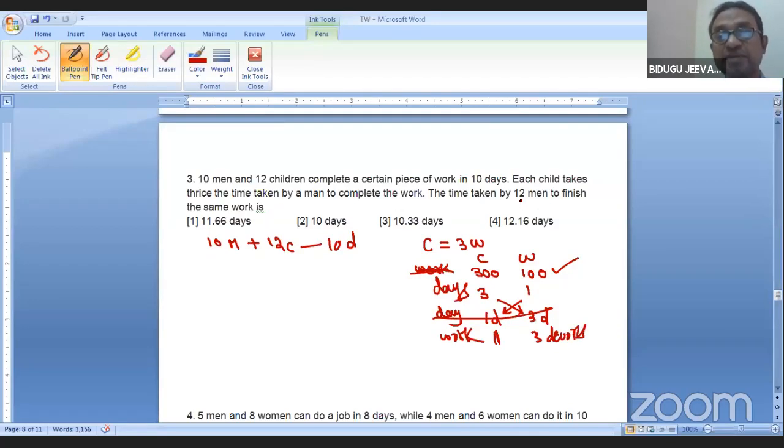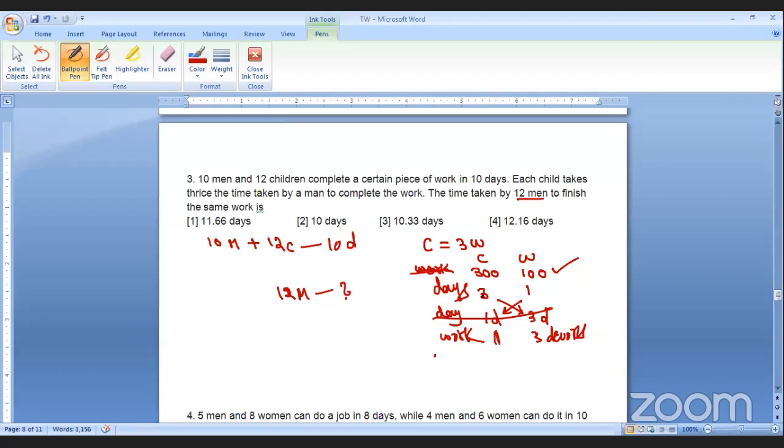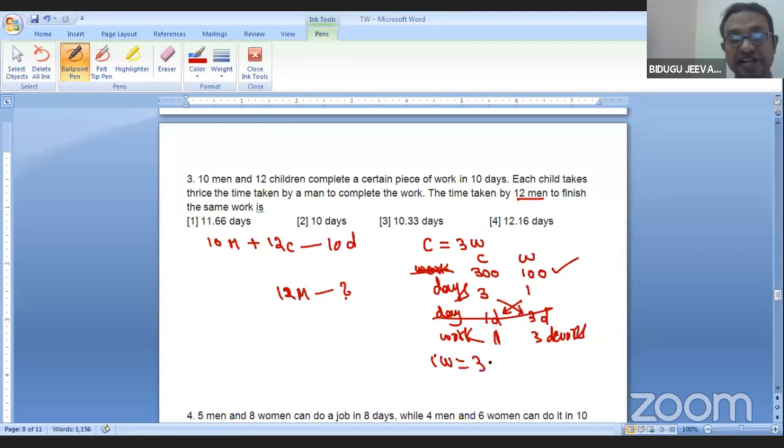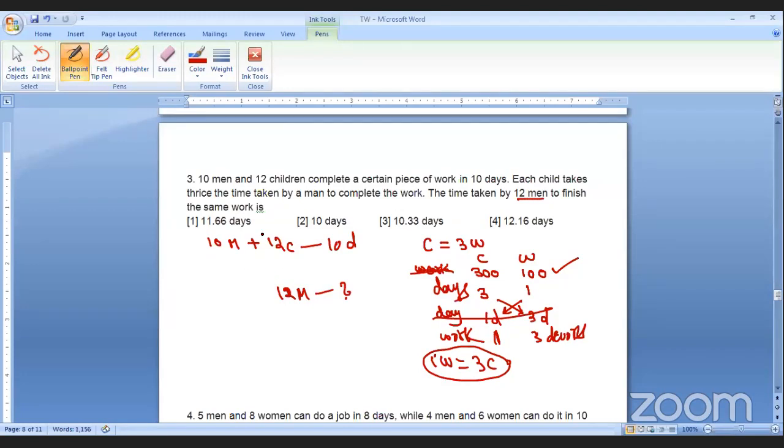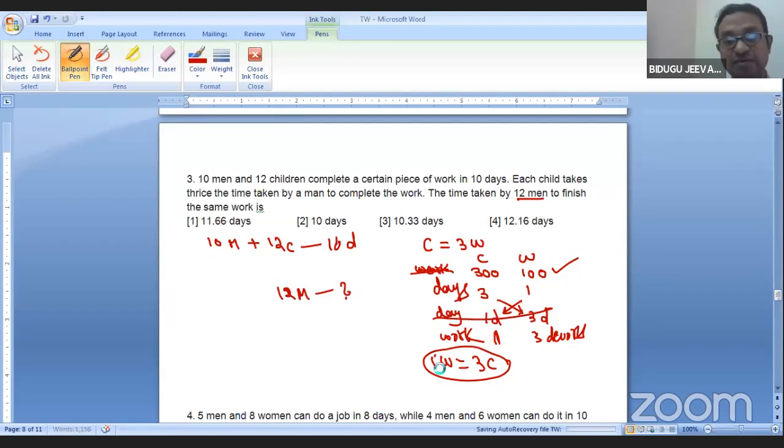The time taken by 12 men to finish the same work is what? Now I got the relation. What relation did I get? 1 woman is equal to 3 children. This is the relation I got. Now let me substitute. 1 child is equal to 1 by 3 woman.